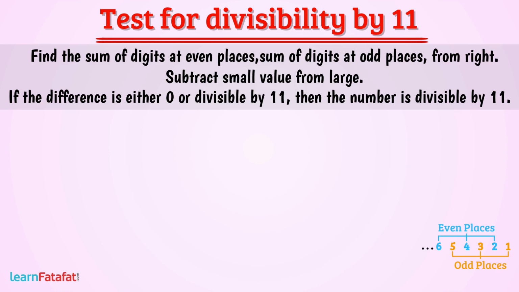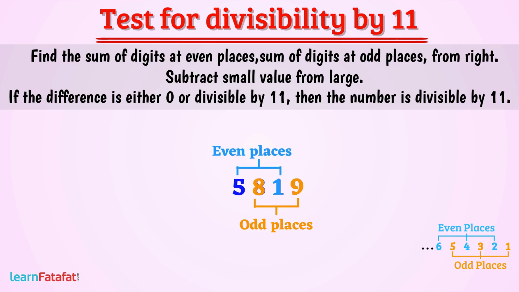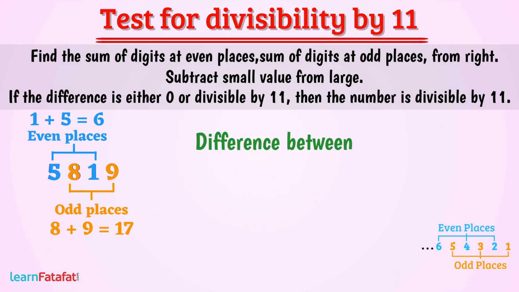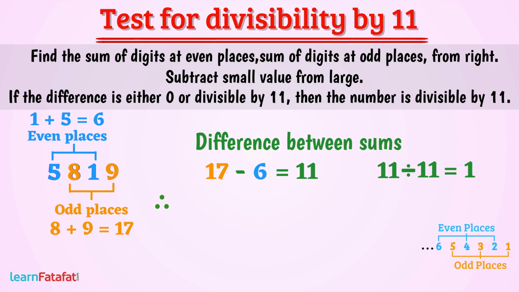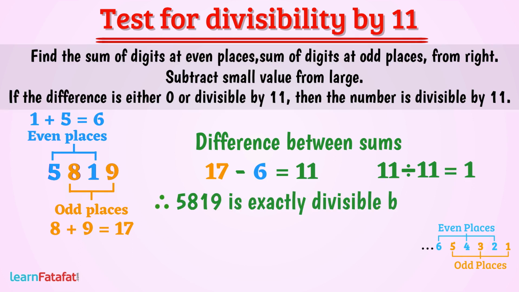Let's take another example. In 5819, digits at odd places are 9 and 8 and at even places are 1 and 5 from right to left. Sum of digits at odd places is 17 and at even places is 6. The difference between these sums is 17 minus 6 equals 11, which is divisible by 11. So the number 5819 is also divisible by 11. Let's verify this. 5819 divided by 11 equals 529 and remainder is 0.